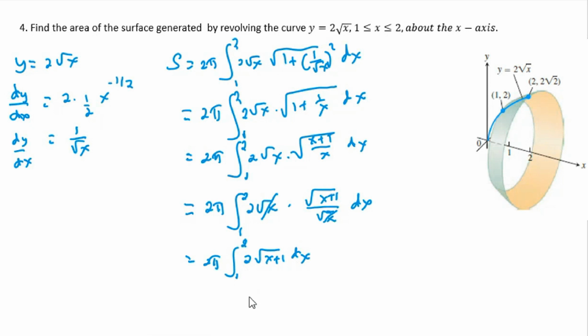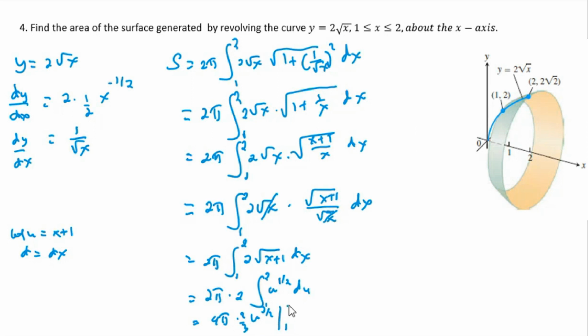Now to integrate that one, we can let u, so I will just write here. Let u is equal to x plus 1. So du now is just equal to dx. So therefore, I can write now as 2 pi times 2 times the integral of u raised to 1 half of du. So integrating that one, we have now 4 pi times u to the power of 3 halves over 3 halves, or I can write 4 pi times 2 thirds, that can be evaluated from 1 to 2.